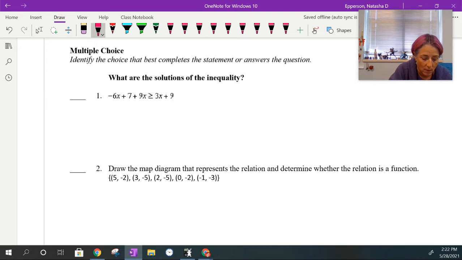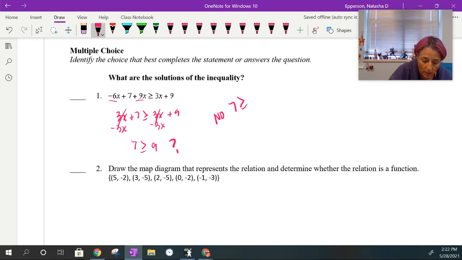So I'm going to combine like terms here on the left side. We've got negative 6x and 9x. Negative 6 plus 9 gives me positive 3x plus 7 greater than or equal to 3x plus 9. I'm going to move the 3x over. These cancel each other out, so I have 7 greater than or equal to 9. I'm going to ask myself, is 7 greater than or equal to 9? No, it's not. 7 is not greater than 9, so that means we have no solutions for this answer.